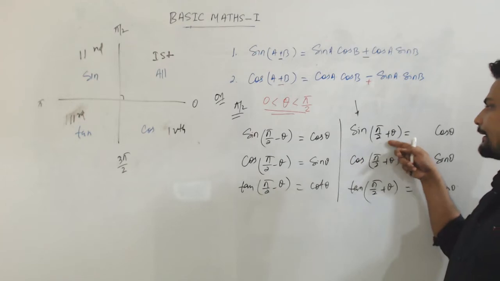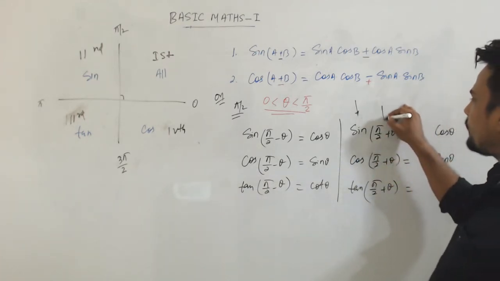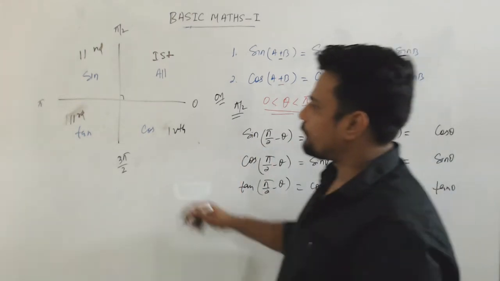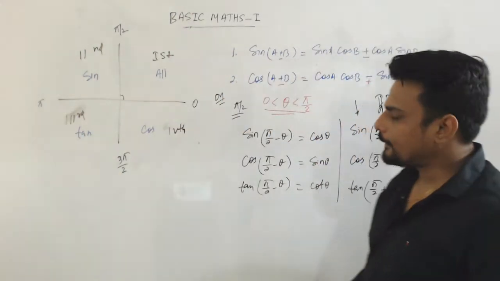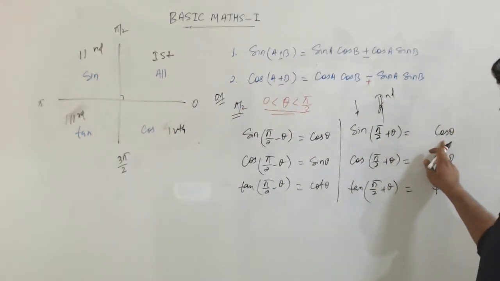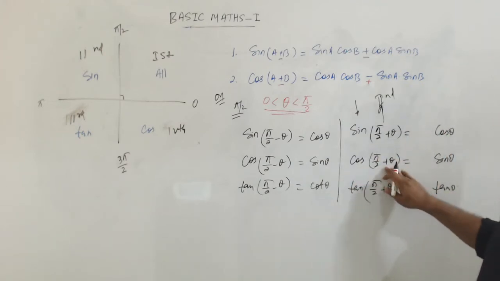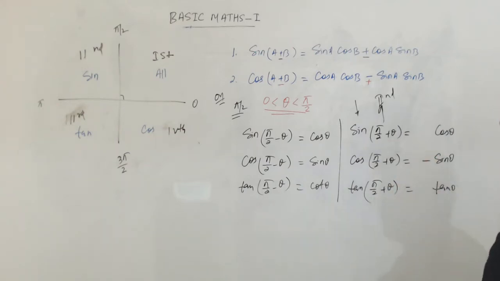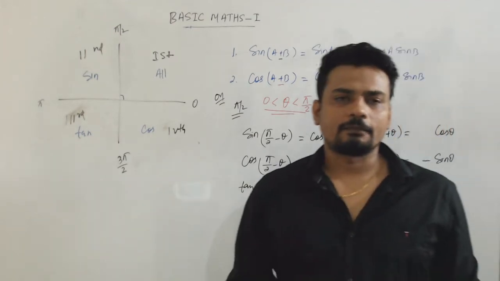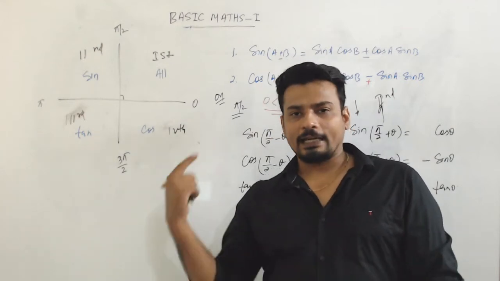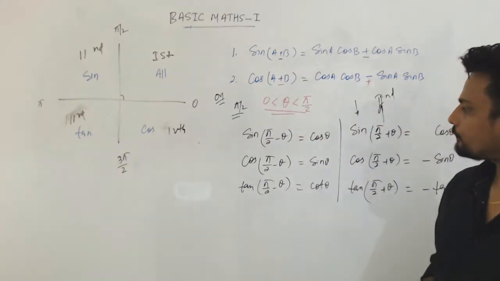Sine of pi by 2 plus theta means this angle is falling in the second quadrant, because 90 plus an acute angle would fall somewhere in the second quadrant. In the second quadrant, sine is positive, so this is going to be positive. Meanwhile, cos in the second quadrant is negative, so you must put a negative sign over here. The same goes along with tan. Tan in the second quadrant is negative, so that is also going to be negative. So just understand that based on the mother identities, whether it is positive or negative in that quadrant, you have to pick the sign. All good?